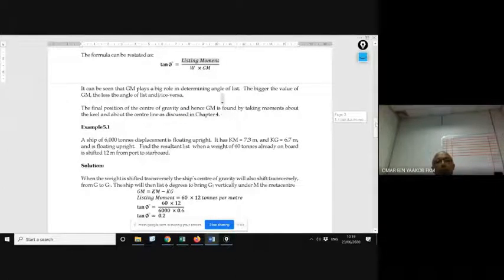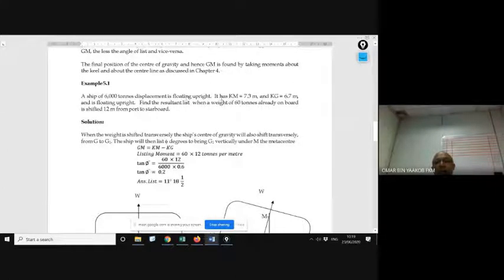A ship of 6,000 tons displacement is floating upright. It has KM 7.3 and KG 6.7, and it's floating upright.